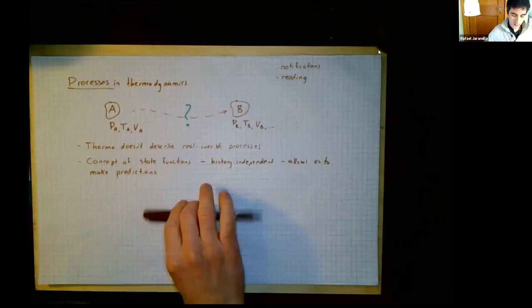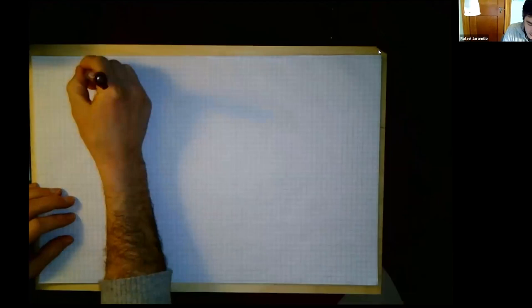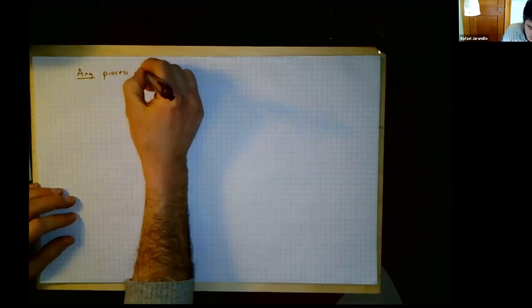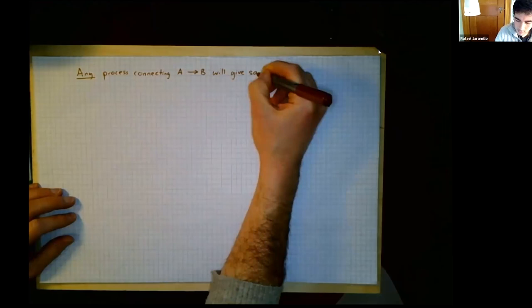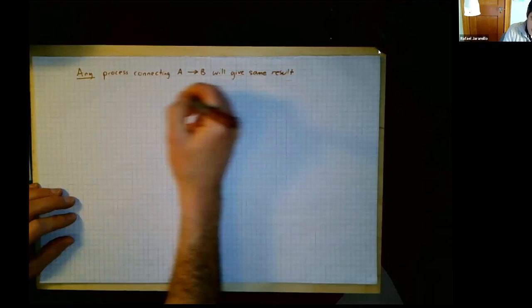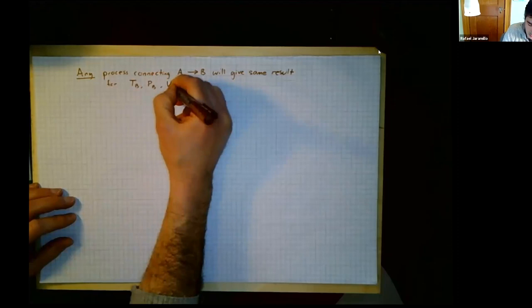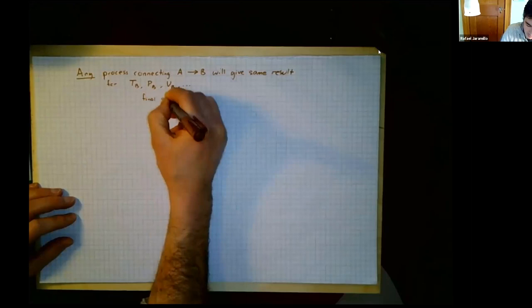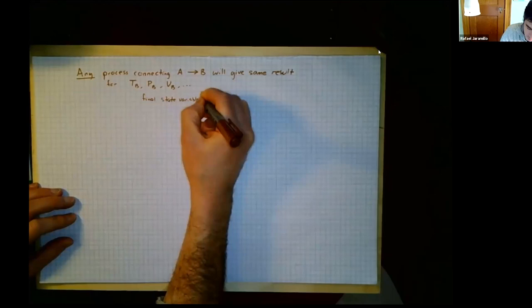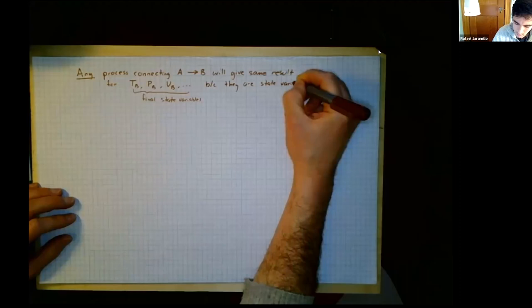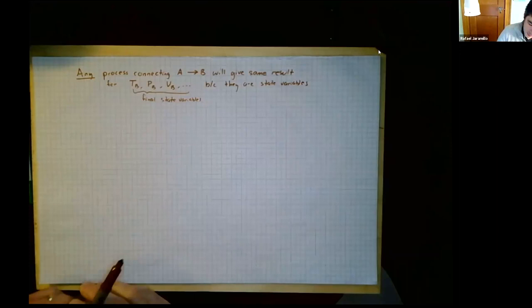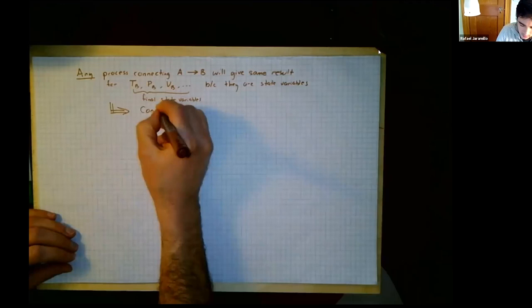So here's the property of state functions. Any process connecting A to B will give the same result for the final state. These are the final state variables, because they are state variables. So if you want to calculate something, you want to do the easiest calculation you can. Conceptualize the simplest process to calculate.